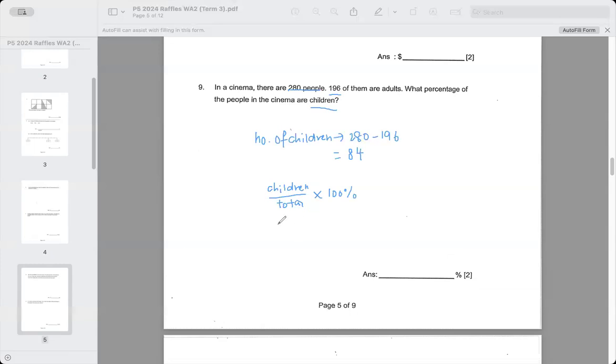The actual thing you can just write as 84, which is the number of children, out of the total people of 280 times 100%. This part is just the formula for getting the percentage of people who are children. This is the actual one that you have to write. You key this into your calculator. Take note, when you key into your calculator, please do not key in the percentage sign. Just key in 100. So 84 out of 280 times 100, you will get 30. So the answer is 30%.